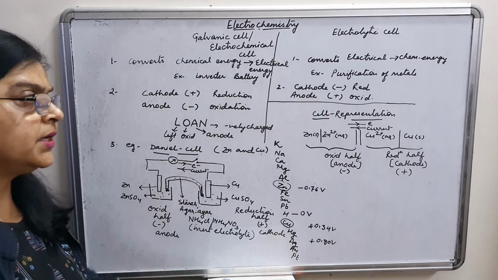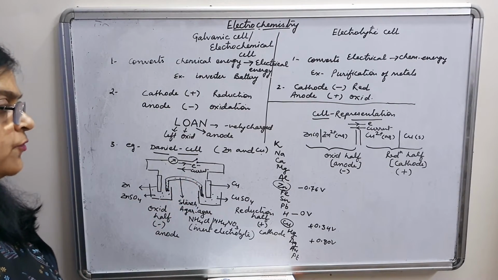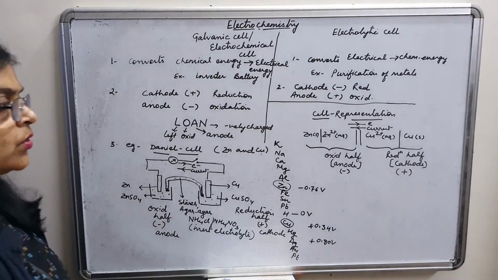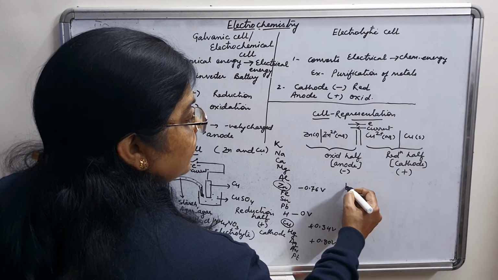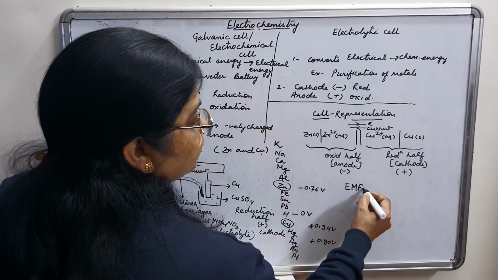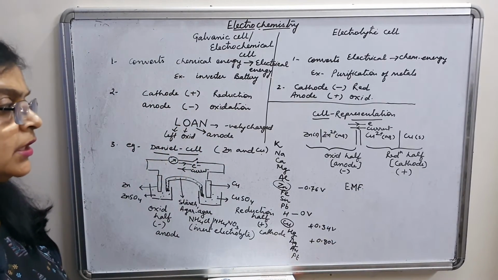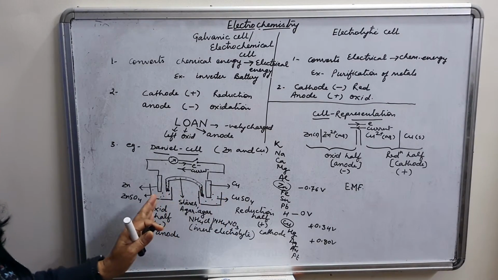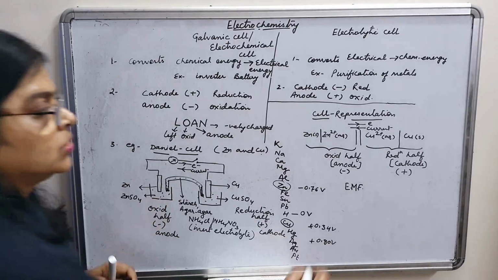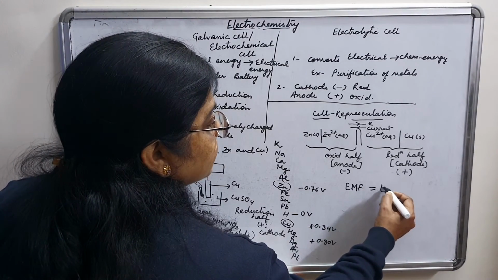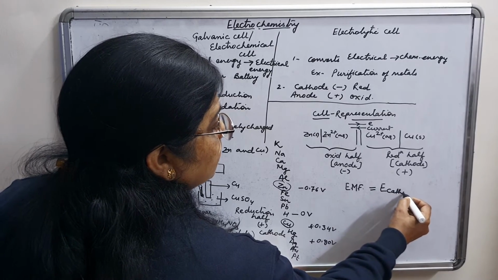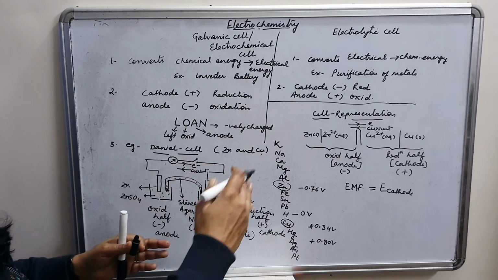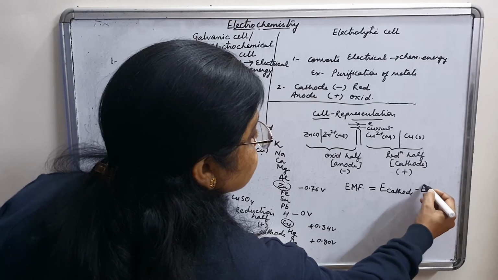Now we can find out EMF, electromotive force, or cell potential of this cell. How can we find out? First of all, what is EMF? Electromotive force. This is equal to E cathode, or electrode potential of cathode, minus electrode potential of anode. So electrode potential of cathode is represented by E cathode, or E only C we can write down as subscript, or we can also write down E right minus E left. So E cathode minus E anode.